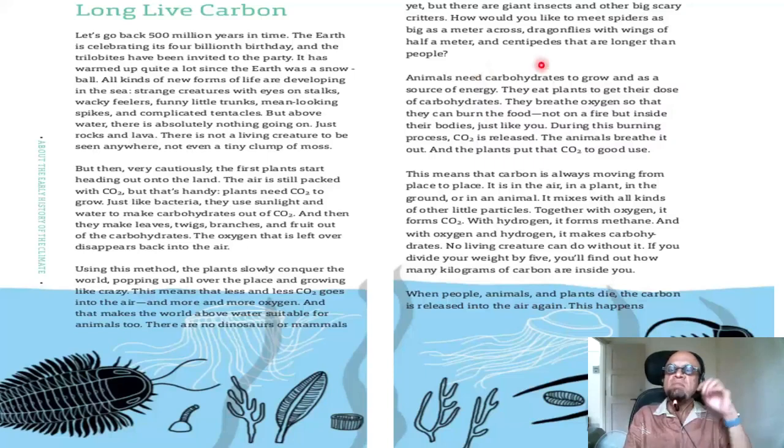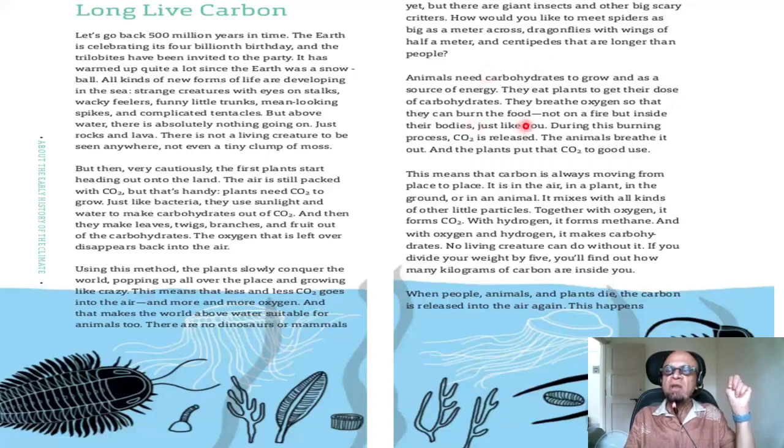How would you like to meet spiders as big as a meter across, dragonflies with wings of half a meter, and centipedes that are longer than people? Well, if you're scared of these insects, then don't worry about it. We're just imagining the past, and there is evidence of such big things.